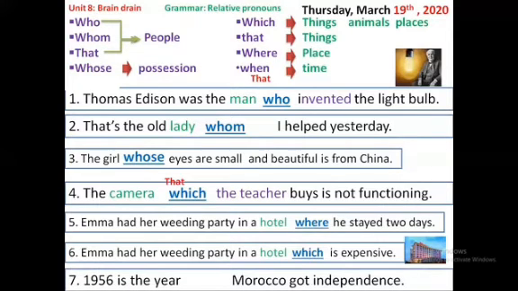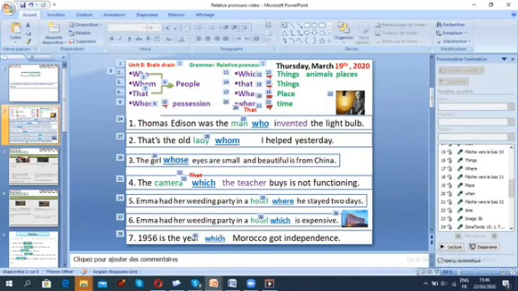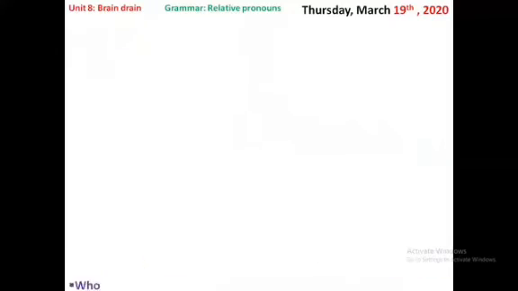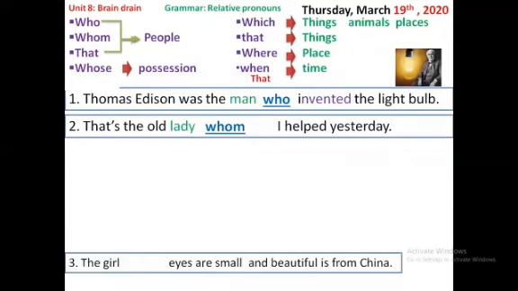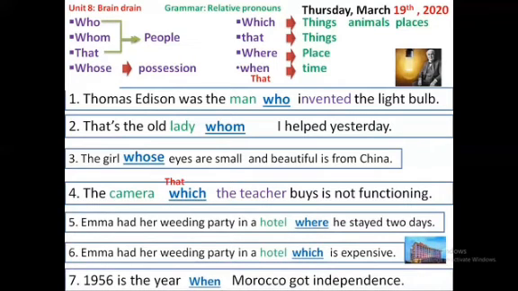The last example: 1956 is the year Morocco got independence. The year 1956, that's time. So with time, it's very easy. You can say "which", oh sorry, we have to say "when". We have to correct it immediately. So we can say, 1956 is the year when Morocco got independence.